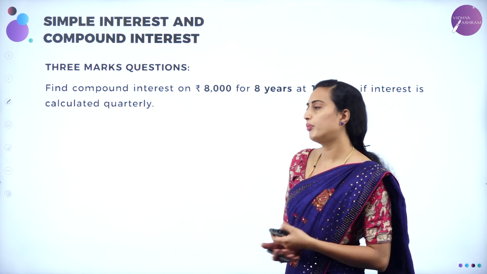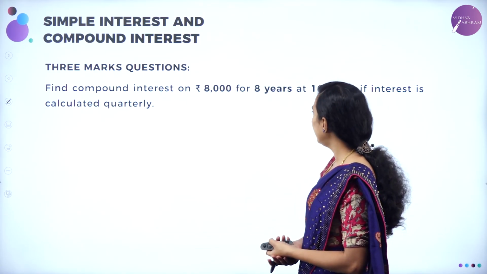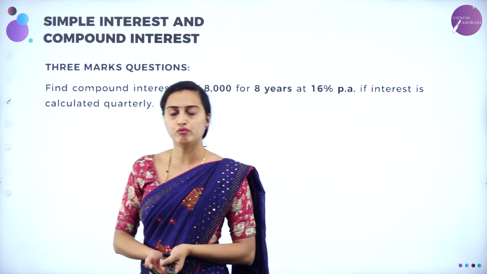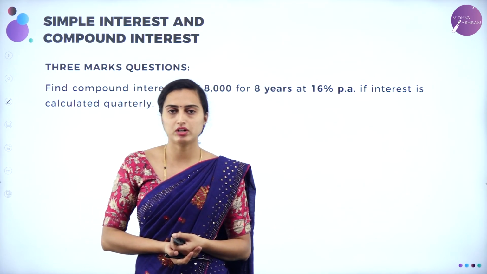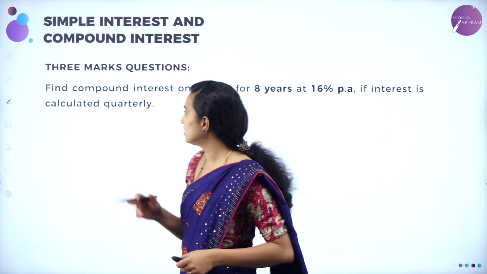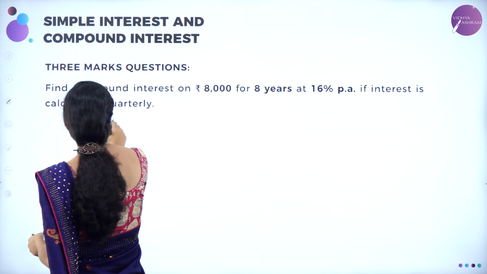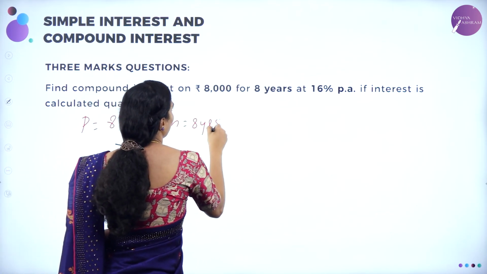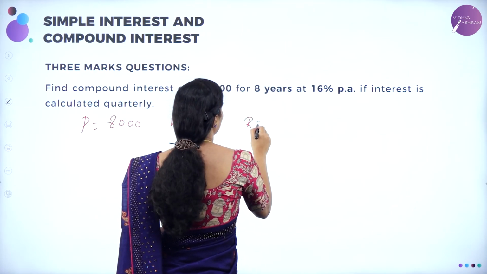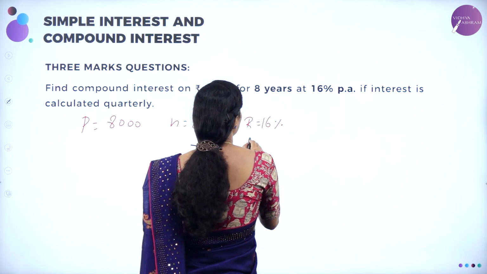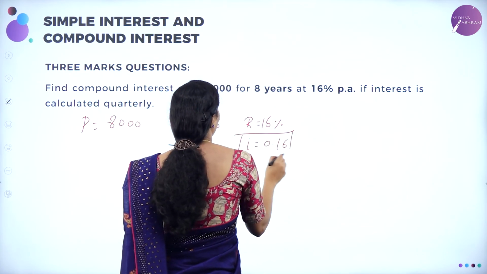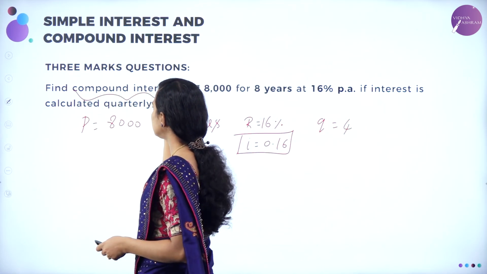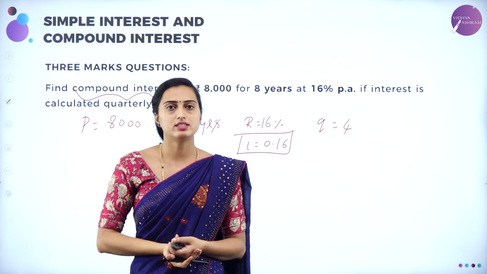Next one: find the compound interest on 8,000 for 8 years at 16% per annum if calculated quarterly. Quarterly means what? Q is equal to 4. You try to calculate this one. I am going to give a hint of what they have given. P is equal to 8,000, and n is equal to 8 years, and then R is equal to 16 percent, and I is equal to 0.16. Quarterly means Q is equal to 4. You need to find out the compound interest, using the same method which you have used for the last problem.